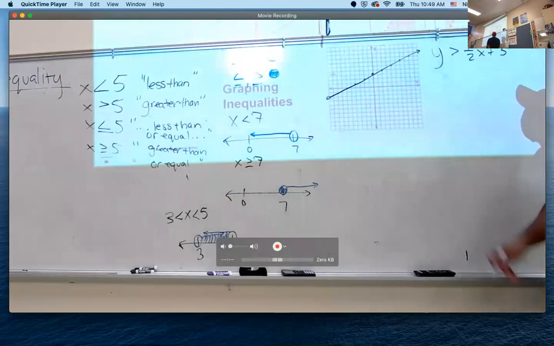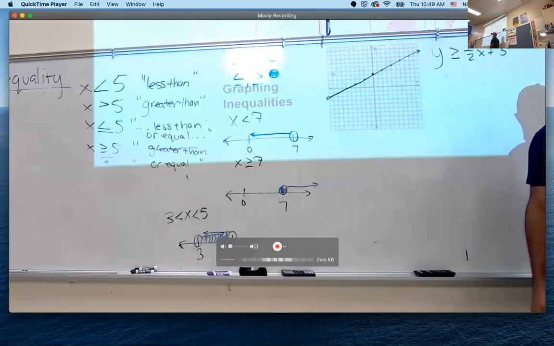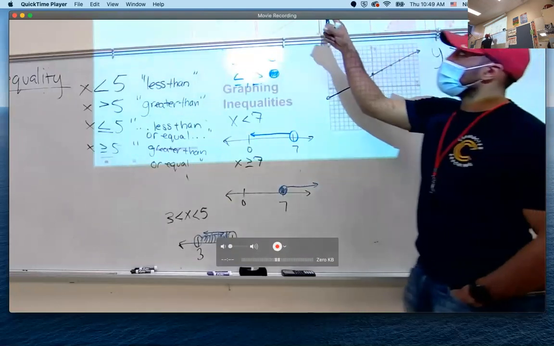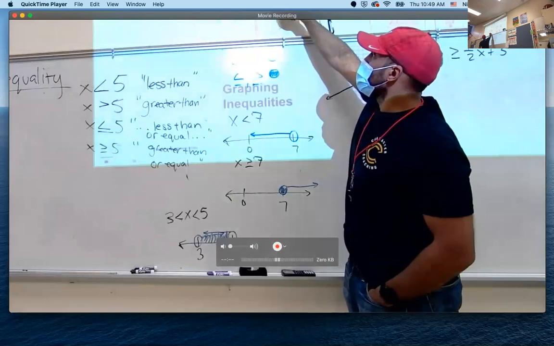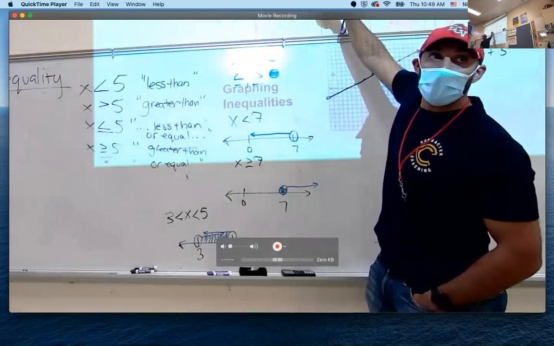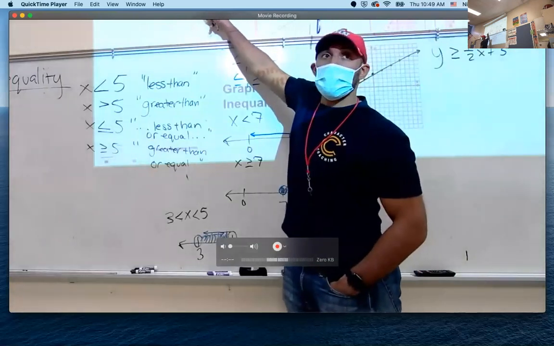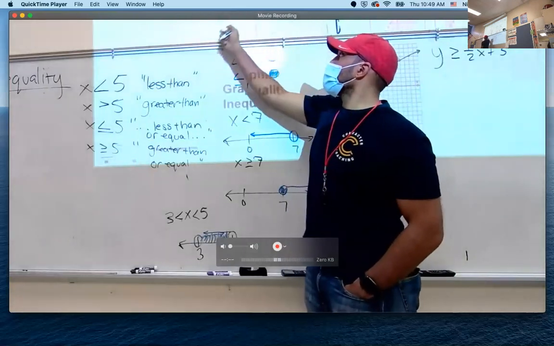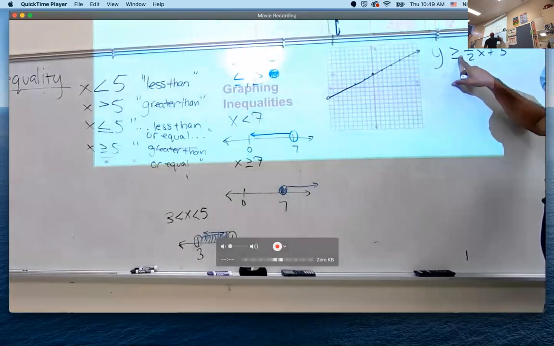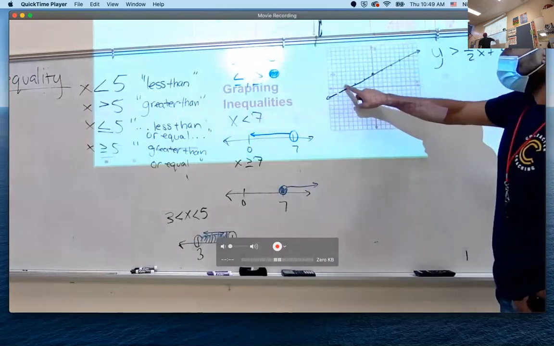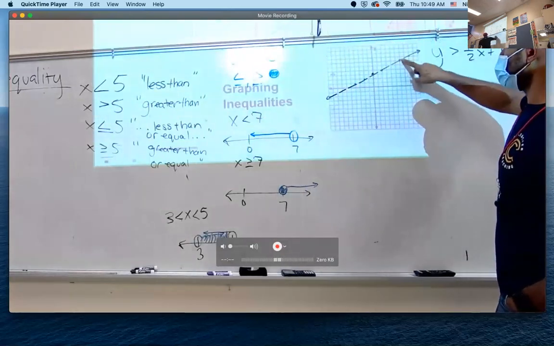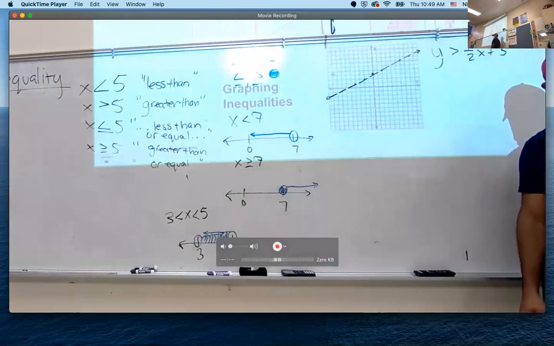Okay, now if it's equal to, that's my line. That's all I draw. You guys look up here. If you have equal to, you draw a solid line. Okay, but if it doesn't have equal to, it's just less than or just greater than, it's going to be dashed. So if I go like this, now I just change my mind by going like this. Now it's a dash line.